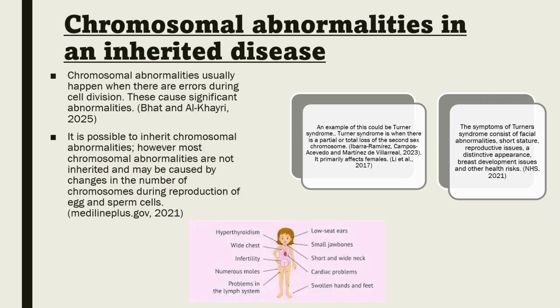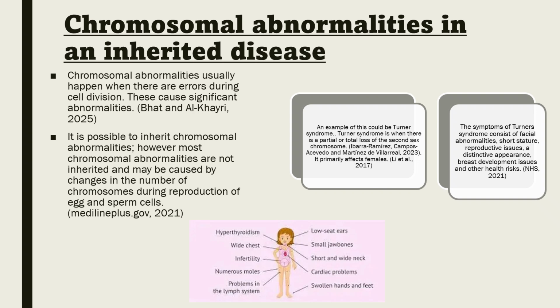Chromosomal abnormalities usually happen when there were errors during cell division. These cause significant changes. A few examples are stillbirths, abortions, and intellectual disabilities. It is possible to inherit these abnormalities, however, most are not inherited and may be caused by changes in the number of chromosomes during reproduction. An example of this will be Turner syndrome.